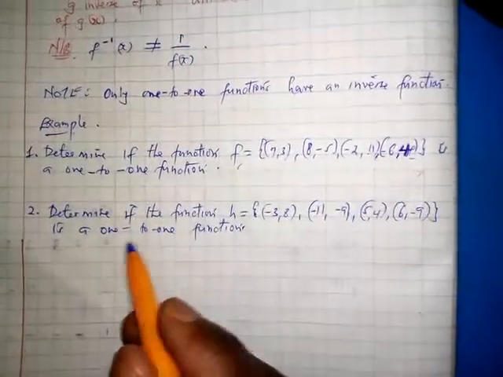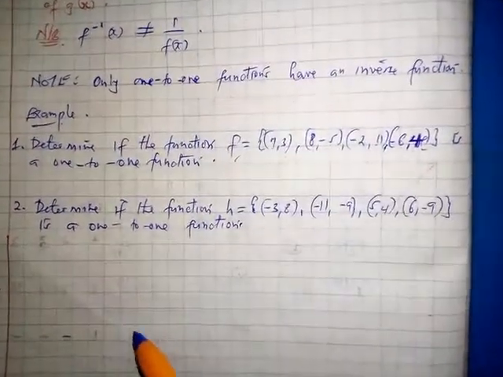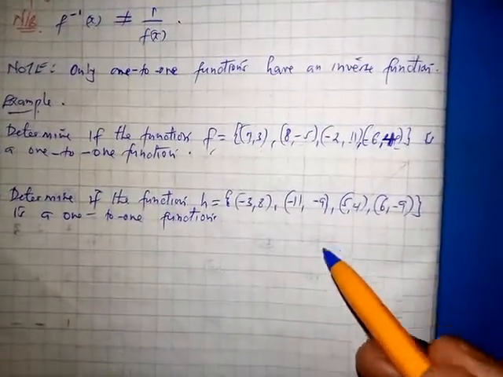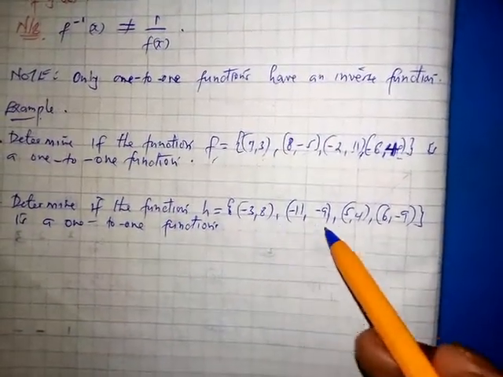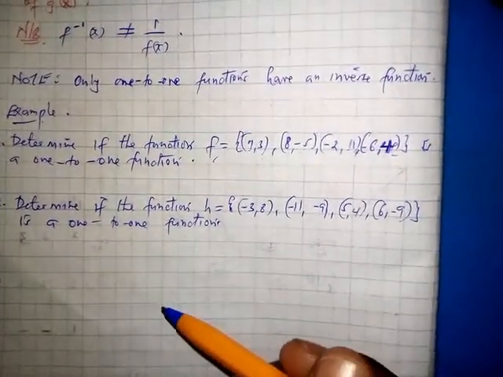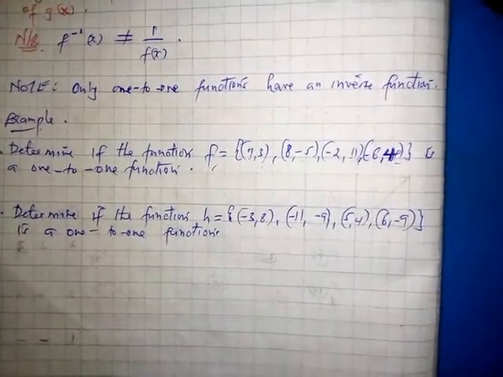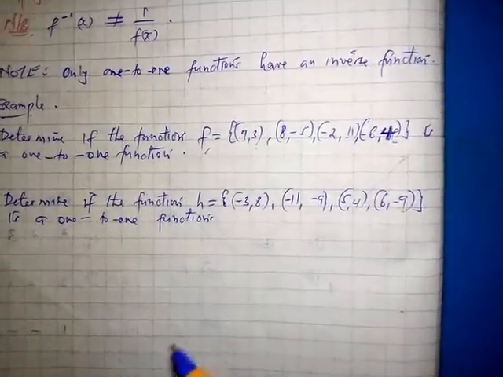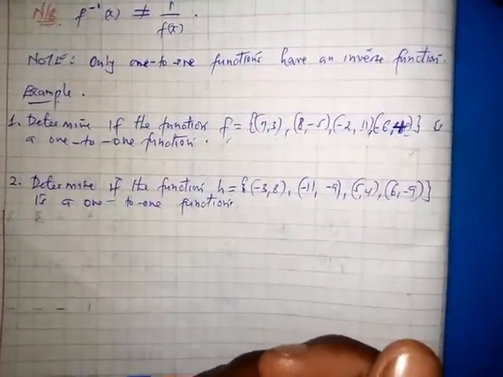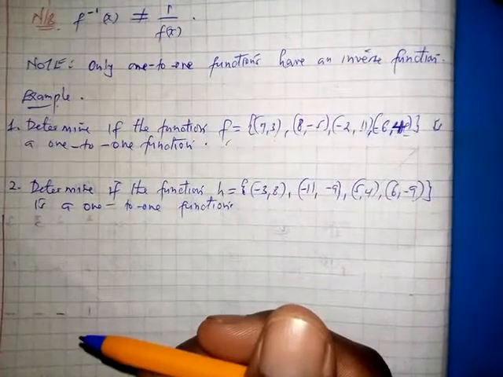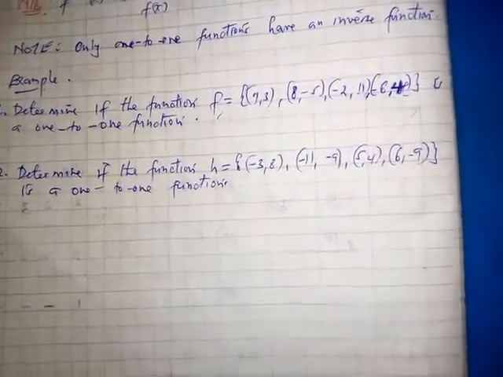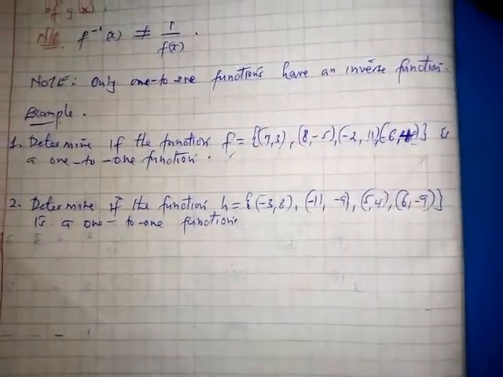As you can see, the function h is not a one-to-one function because the y value of -9 is not unique. The y value of -9 appears more than once, so since the function h is not a one-to-one function, the function h does not have an inverse. Remember that only a one-to-one function has an inverse.